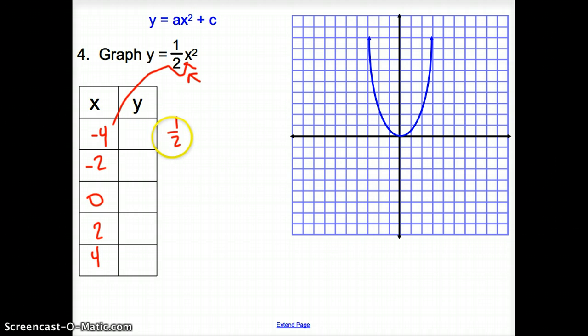So I have 1/2 times negative 4 squared. Negative 4 squared is a positive 16. 1/2 of 16 is 8. Ooh, that's an ugly 8.